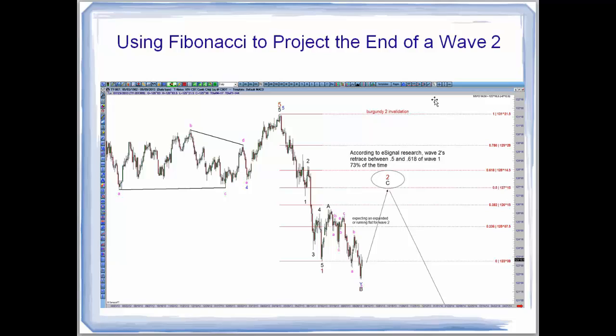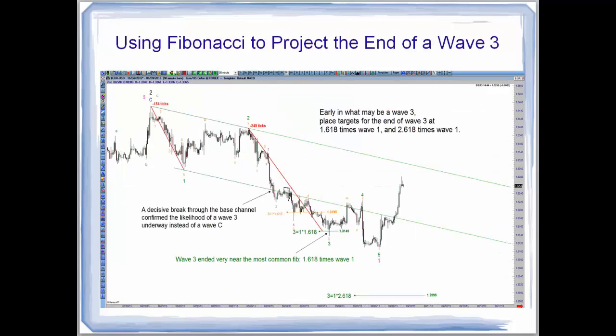That brings up a very good point. Always keep an alternate count so you won't be surprised by an invalidation, and will quickly have your bearings ahead of time if your main count doesn't work out. If expecting a wave 3 next, draw targets on your chart for the end of wave 3 as follows. Target number 1 would be 1.618 times the length of wave 1.